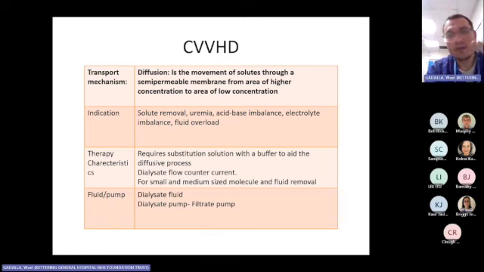So the waste or the solute is being moved from the area of high concentration in the blood to the area of low concentration in the dialysate fluid. So the solute is moving through the semi-permeable membrane from high concentration to area of low concentration. And in this one, we use the pump for dialysate and also the pump for the filtrate.